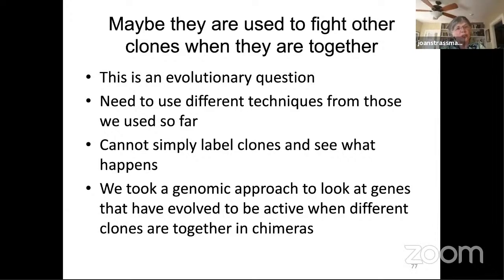And so for this, we really need different techniques from the ones we've used so far. We can't simply label clones and see what happens because we want to know what evolved. And so we took a genomic approach and looked at the genes that have evolved to be active when different clones are together in chimeras.